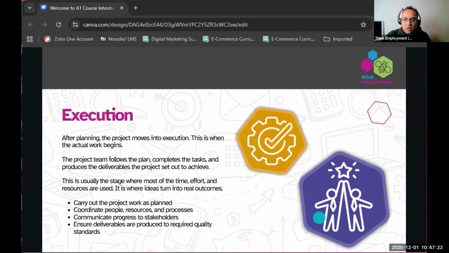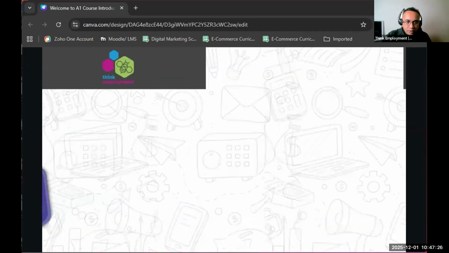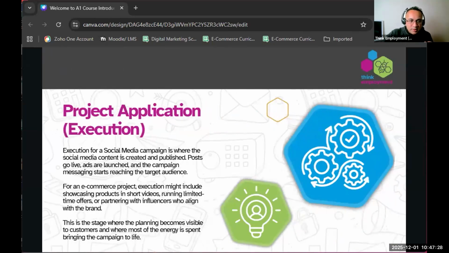So execution is where a lot of the time will go. Project application is still a part of the execution. This is where you're basically creating the content, publishing it, like I've said, but also maybe going live. A lot of TikTokers, again, the reason I'm focusing on TikTok is that if you ask me what is the best platform to use for e-commerce right now, I would say TikTok, because it's such a big opportunity for everyone.